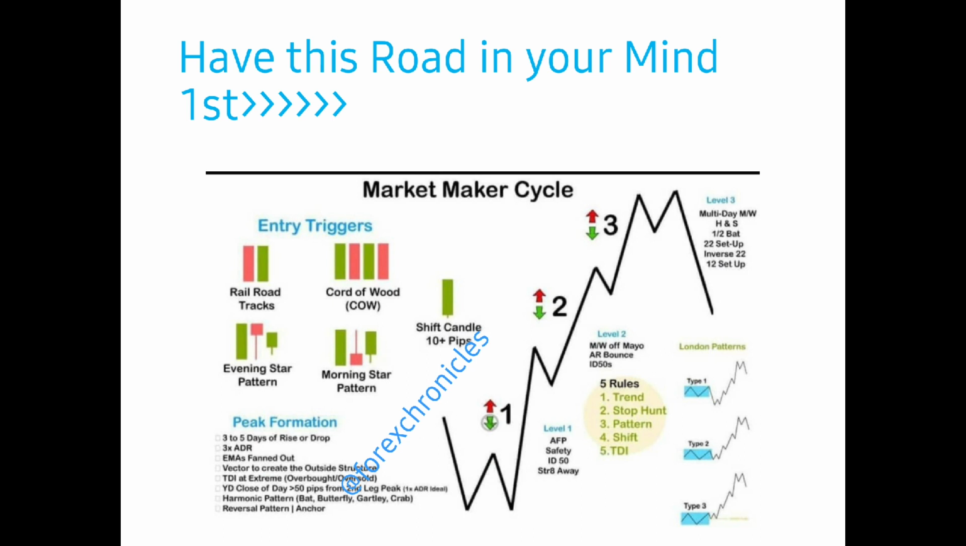Level 2 has M and W structure. ID50 level 3 has multi-day M and W structure, head and shoulders, half Batman setup, and inverse, and there are entries that I normally use: shift candle, morning star. They are very simple, but all these entries, setups and levels will be clear when you've seen 3 moves. So it's simple: if you're using BTMM, you have to see 3 levels.